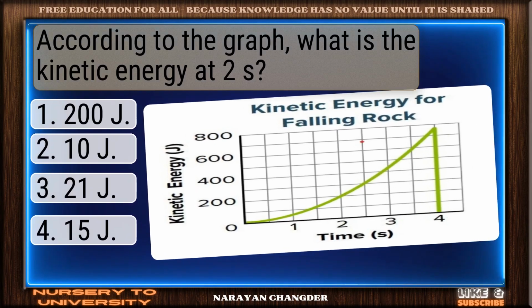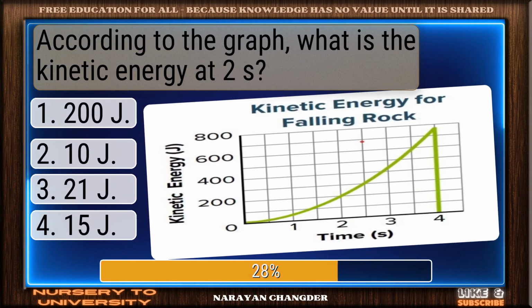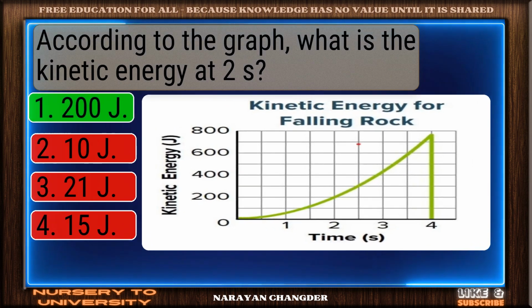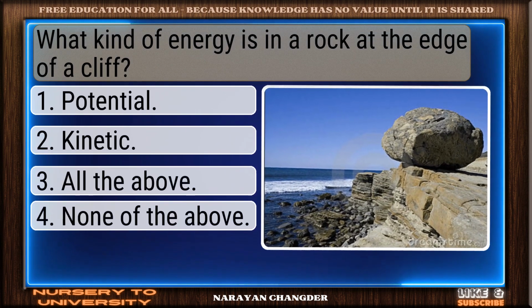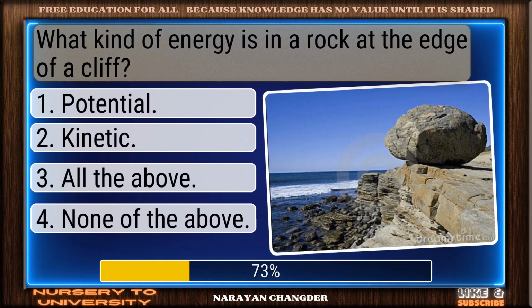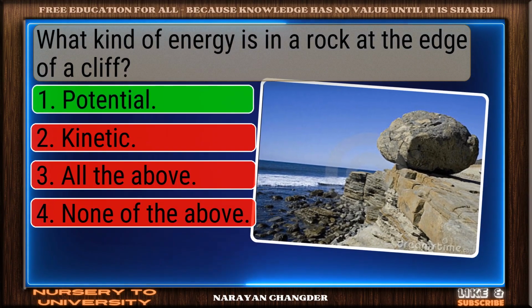Question number 6. According to the graph, what is the kinetic energy at 2 s? Well reasoned. 200 J is the correct choice. Question number 7. What kind of energy is in a rock at the edge of a cliff? You're right. Potential is the correct answer.